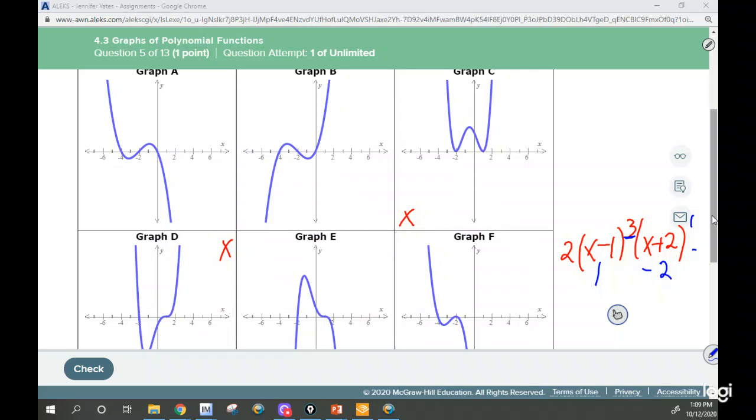So I look at these. Do those zeros cross through here and here, or do they turn around? They turn around. So I come down and look at this. It crosses through, and it crosses through. So that graph goes with D. Is this crazy? A little bit. Seeing some overwhelmed faces.